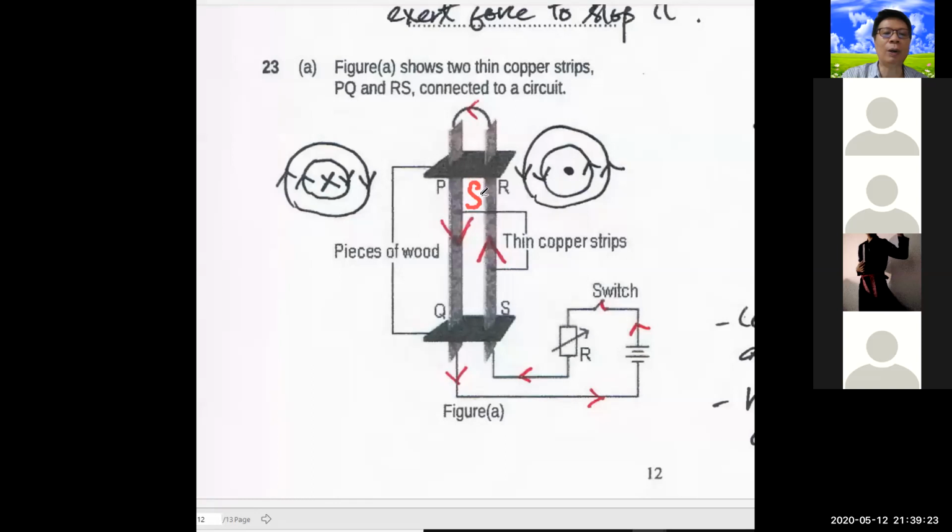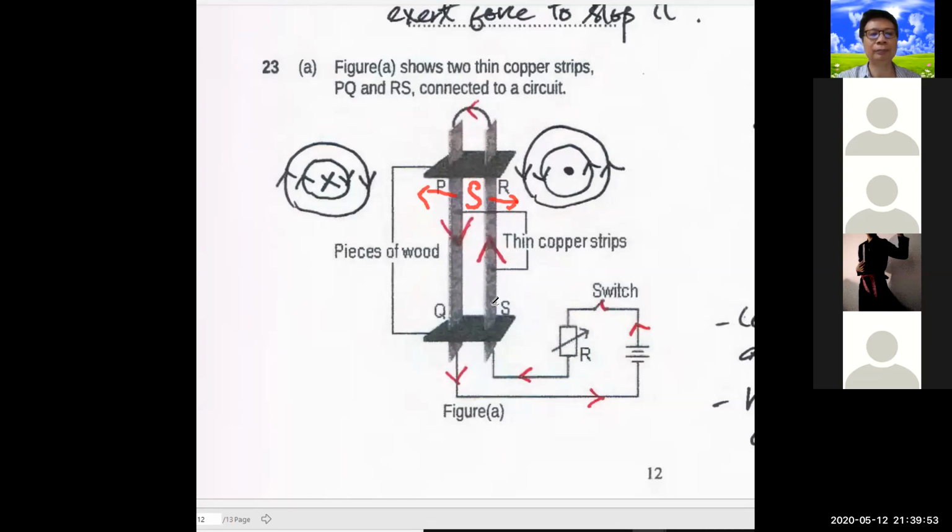So the center is strong. So this one is pushed to the left, this one pushed to the right, because the center is strong. This one combined, so the center becomes strong. So pushed to the left, pushed to the right, so you make the two copper strips repel each other. This thing will go out, this thing goes out, they will repel each other.